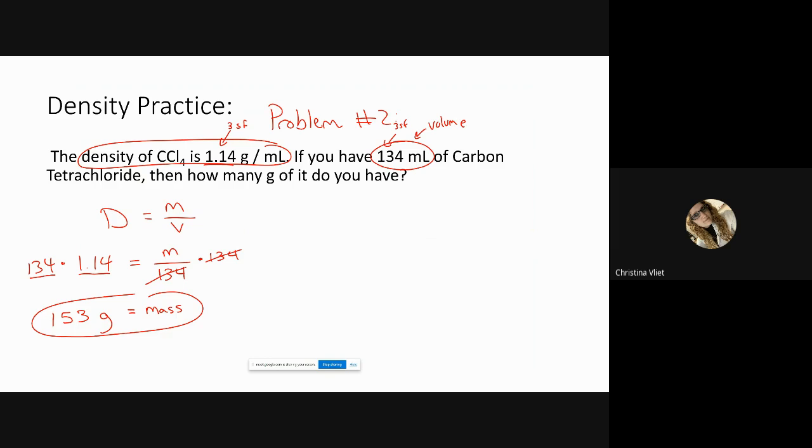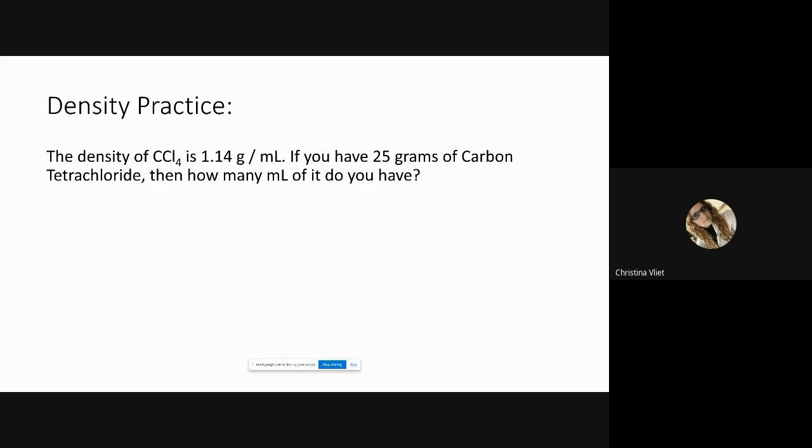Are we good to move? Practice number 3. After this one, we're going to take a look at what we're going to do in the lab. So I'm going to give you a moment to write it down. This time you're given density and you're given mass. As I'm doing that, I'm going to also post the lab groups so I can get ready to talk about the lab.